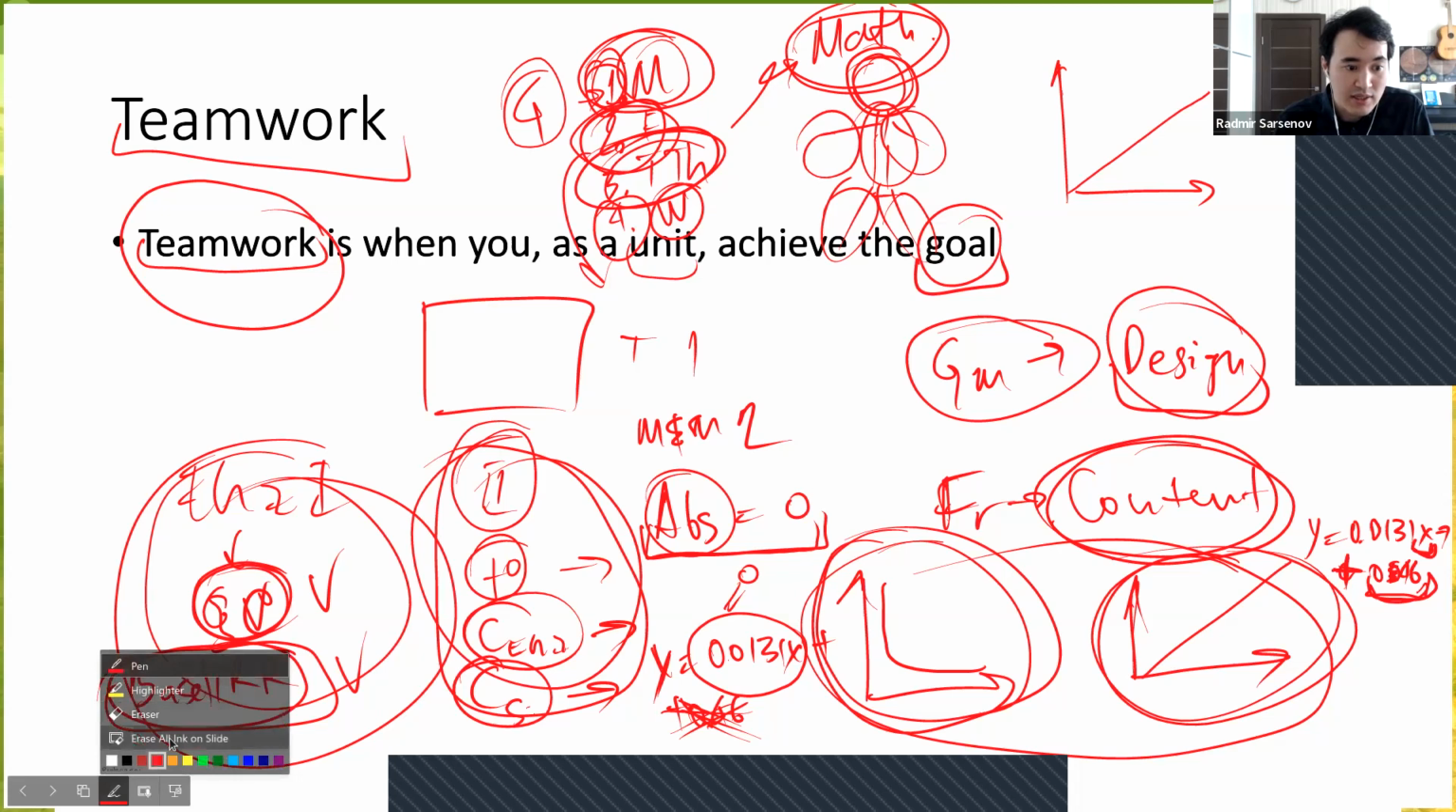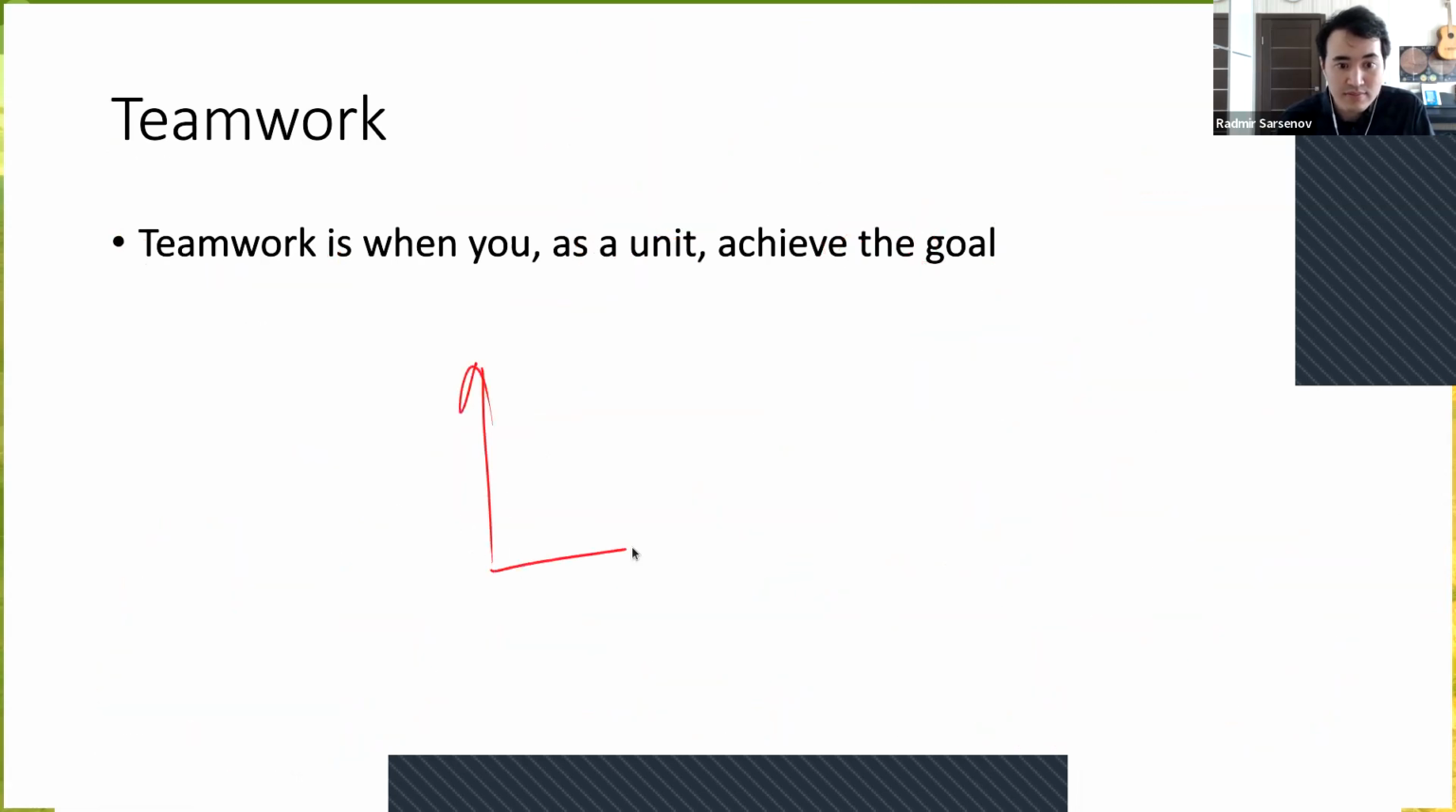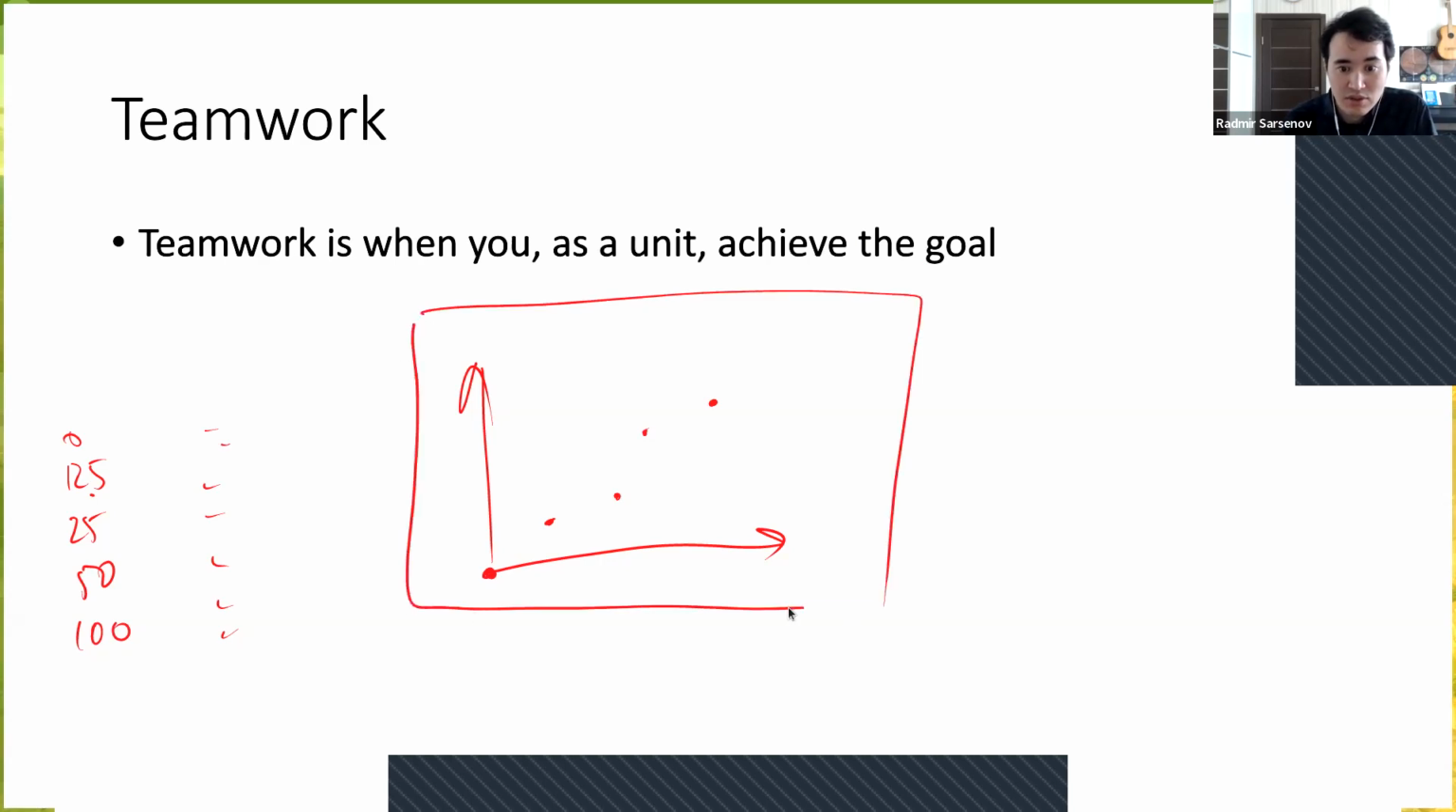You take the points: 0, 12.5, then 25, 50, and 100. And of course, we had the corresponding values here. So you draw them on your graph like this. And then in your Excel, you have some kind of settings close to your graph.